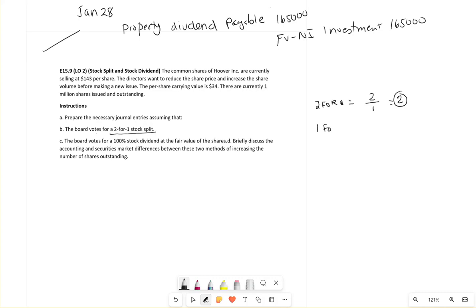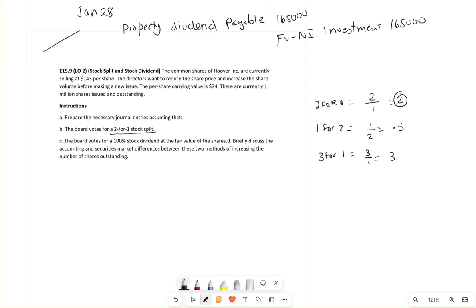We could have a 1-for-2 split, 1/2. So now the shares are going to split in half. We could also have 3-for-1, 3/1. That's a 3. So the split will be whatever is given to you in the question. So let's see what happens when the company issues a stock dividend or a stock split.